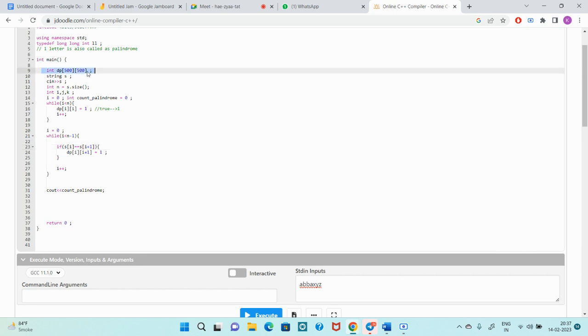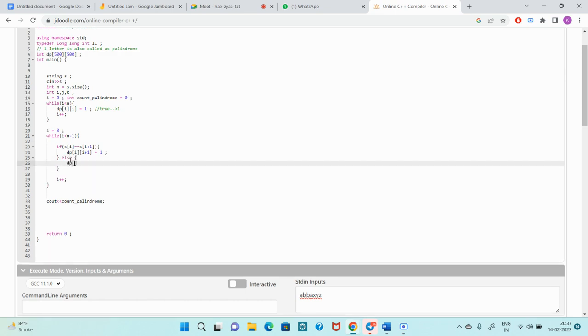Let me write it above. Guys, when we declare anything globally, it is completely filled with 0. So I'm not writing else 0. But I could write, let me make things clear for the students. If this condition is not valid, dp of I plus 1 is 0. It means false. Guys, everyone understood what I tried to do?